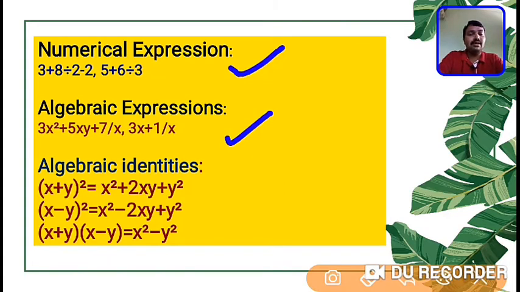Then algebraic identities you studied in your 8th class. So here x plus y whole square is equal to x square plus 2xy plus y square. Then second one is x minus y whole square, then x plus y into x minus y. So these are the algebraic identities. Why these are called identities? Because you replace any value of variable in left hand side and right hand side both, and both left hand side and right hand side will have same value.